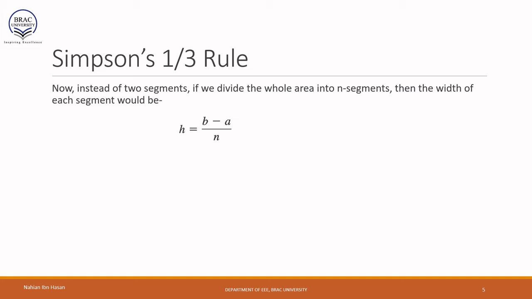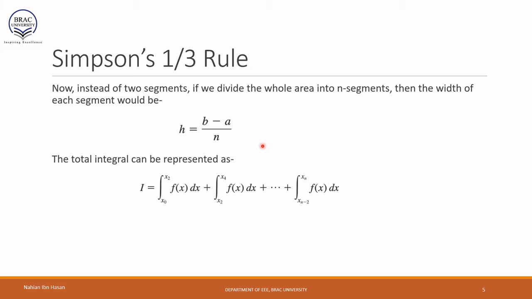So let's say we want to segment the portion under the curve with more segments. Let's say we have now n segments. Then the width of each segment can be easily calculated by h equal to (b minus a) divided by n. So this is the width of each segment, and the total integral can now be represented something like this.